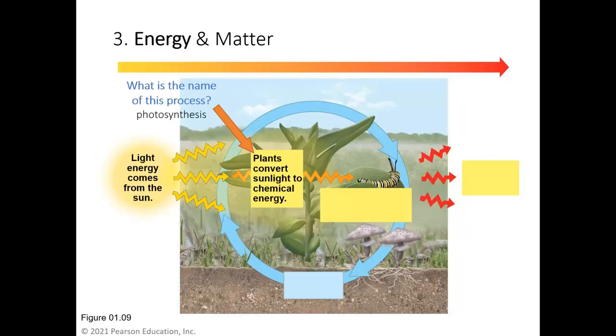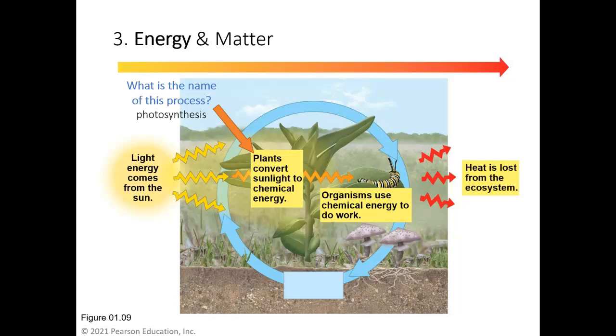Unlike plants, some organisms cannot get their energy from the sun, like this caterpillar. But the caterpillar can consume the sugar that the plant made using sunlight, and it can use the chemical energy in that sugar to do work. Work might be building a bigger body, or it might be moving around, but regardless of how it uses its energy, some of that energy will always be lost in the form of heat.